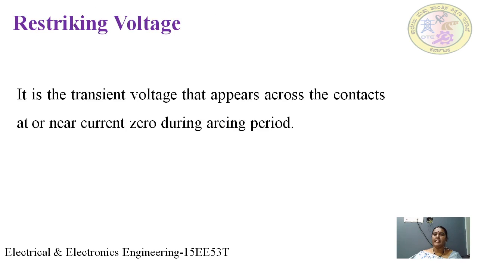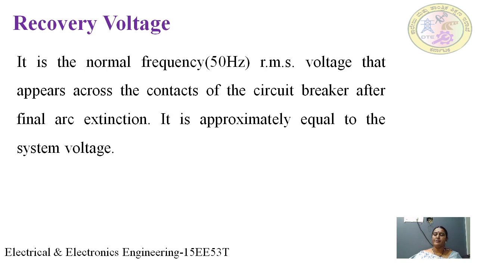Now let us see some of the definitions. The restriking voltage is a transient voltage that appears across the contacts at or near current 0 during the arcing period. The next definition is the recovery voltage. It is a normal frequency RMS voltage that appears across the contacts of the circuit breaker after final arc extinction. It is approximately equal to the system voltage.